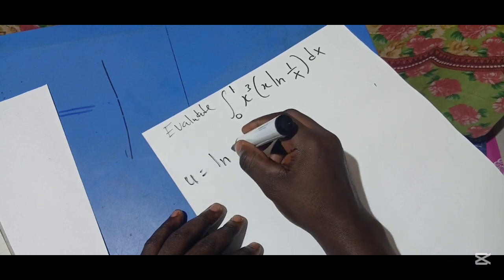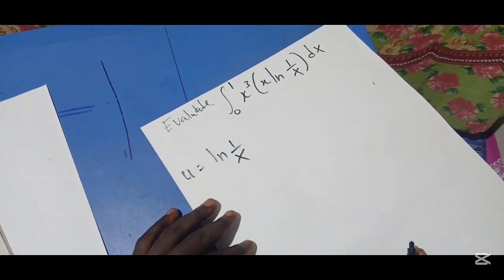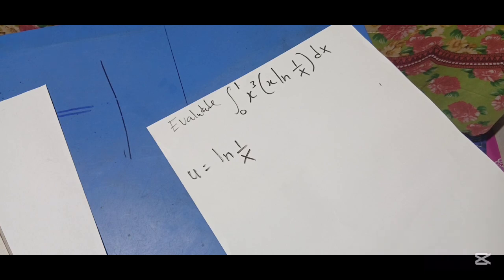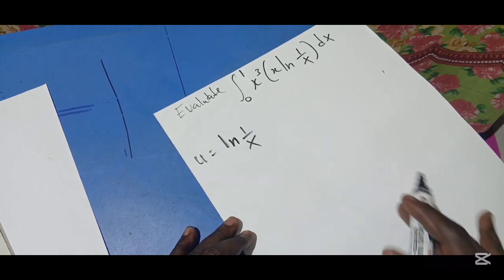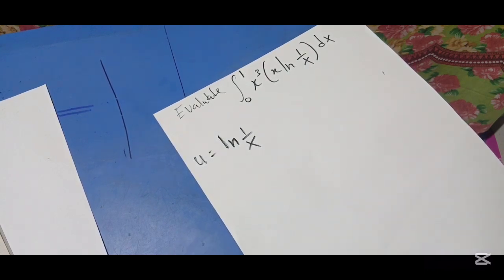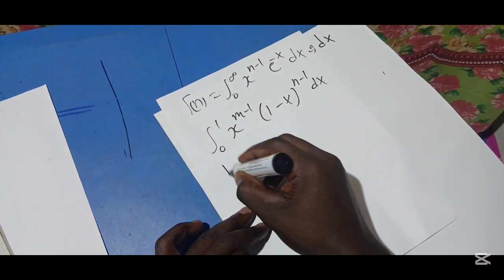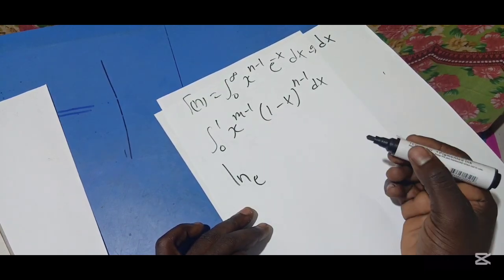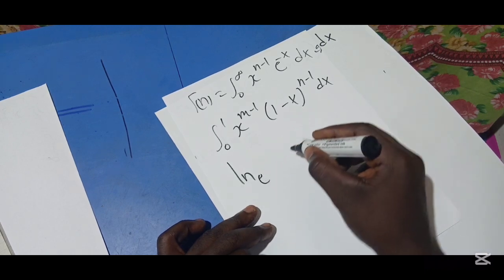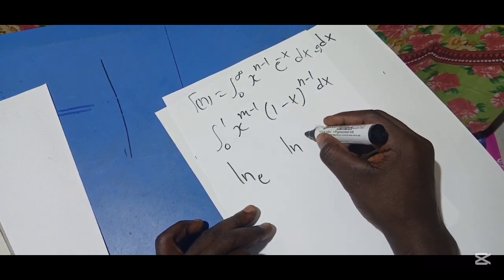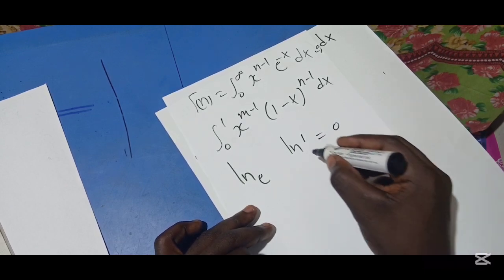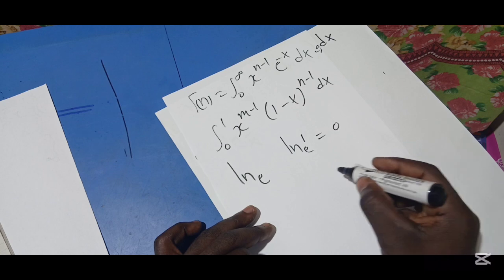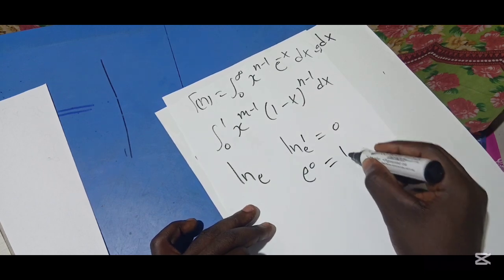equal ln(1/x). So if u equals ln(1/x), let's eliminate this ln nature. We know that ln has a base of e. So if we have ln 1 equals 0, it means that the base here is e, so e to the power 0 gives us 1.